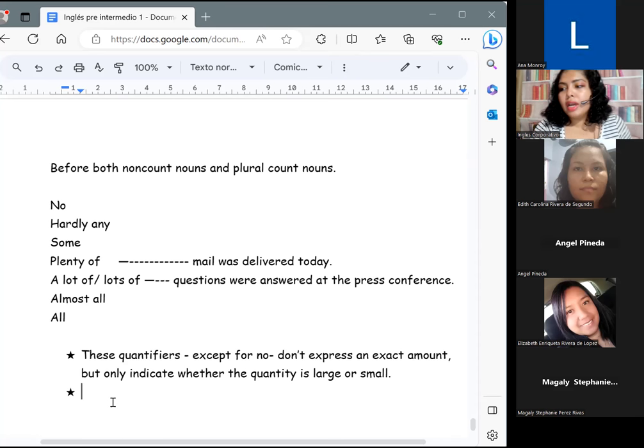Next one, no and hardly any are not used with negative statements. Some is often used with negative statements in subject position. In other positions, any is used instead. A pesar de que el no es una negativa, ¿verdad?, cuando damos una respuesta, en este caso no la vamos a utilizar para oraciones negativas. En cambio, vamos a utilizar la palabra some. En este caso no se está refiriendo a algo negativo porque es otro contexto el que estamos utilizando.